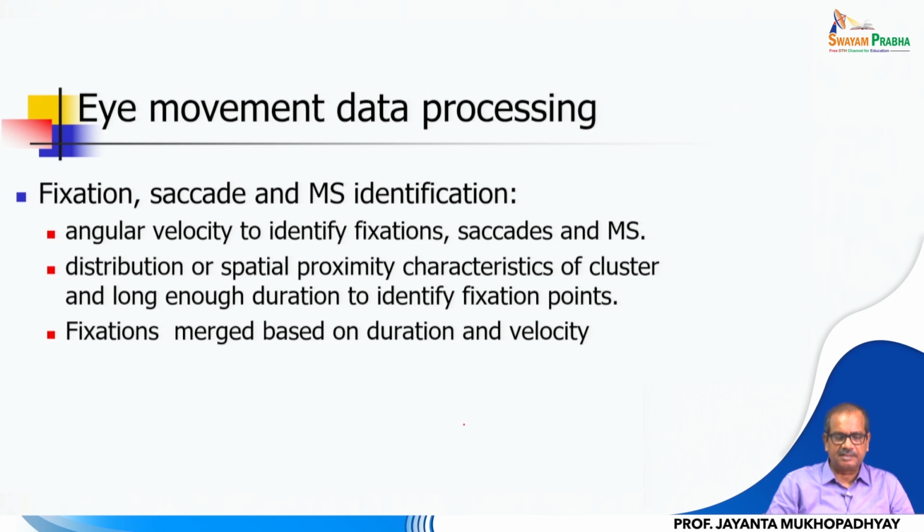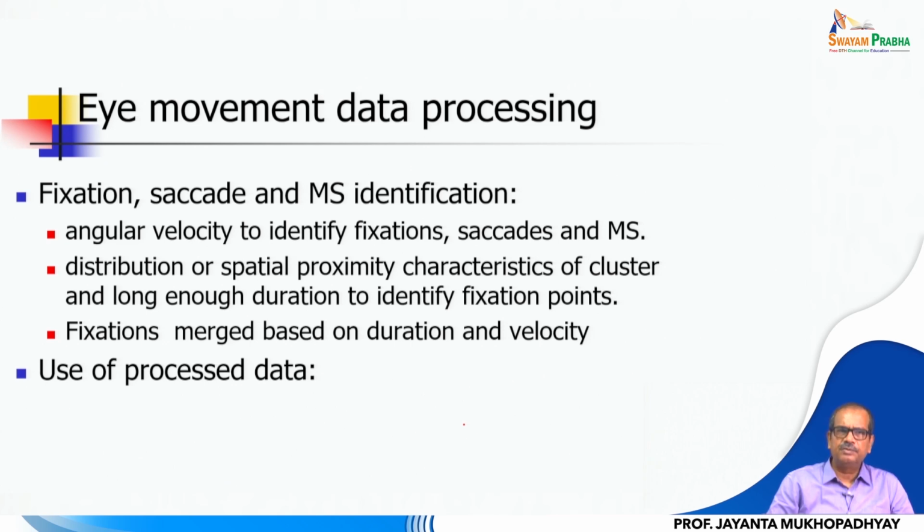Some of these things have been mentioned here, like angular velocity to identify fixations, saccades and microsaccades. This is one of the major cues. Then distribution or spatial proximity characteristics of the cluster, as I was mentioning, the cluster and its respective spread over the space, that is important to understand. Then long enough duration to identify fixation points, and fixations are marked based on duration and velocity. Sometimes very close fixations need to be merged into larger regions.